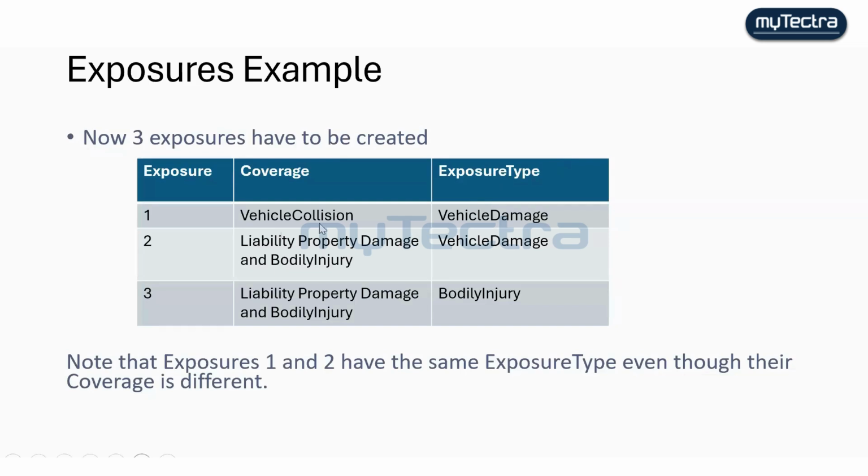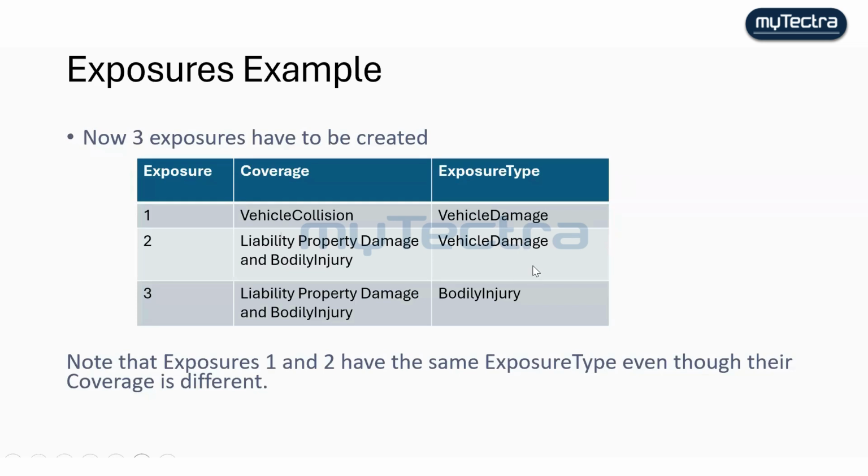If you see, the coverage is different for one and two. Vehicle collision is first party, and this is third party vehicle collision. Even though it's first party or third party, it's a vehicle only. So I have to give the vehicle screen only. Even though the coverage is different, the capturing of the loss is similar. So that's why we have the concept of exposure type for different coverages.